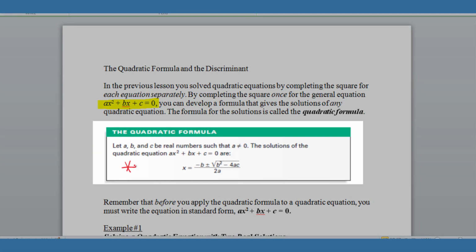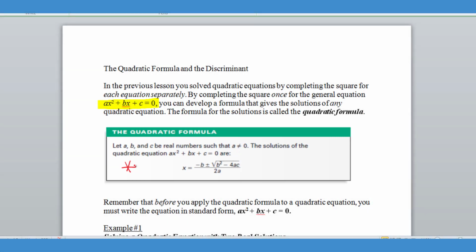formula. And so you can see x is equal to negative b plus or minus the square root of b squared minus 4ac over 2a. Now, this gives us our two solutions for any quadratic equation. And since completing the square was used to come up with the quadratic formula, a lot of times people won't use completing the square. They'll just skip straight to the quadratic formula.